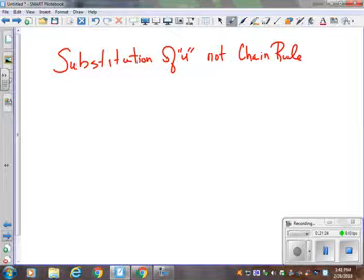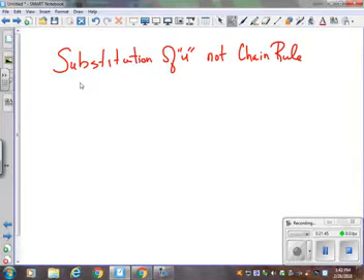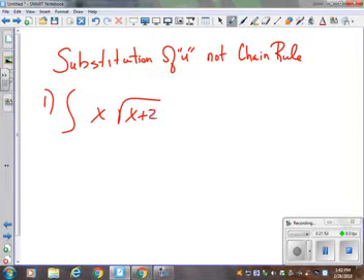And this gets used when the derivative is not on the outside and you can't divide it out like we did with that square root of x. It's like I can't simplify the problem and get rid of something that's in the problem and not supposed to be there. All right, so let's look at these two examples. In number one, we have an x and we have a square root of x plus 2 dx. Now, obviously, if this was chain rule, wouldn't u be equal to x plus 2?